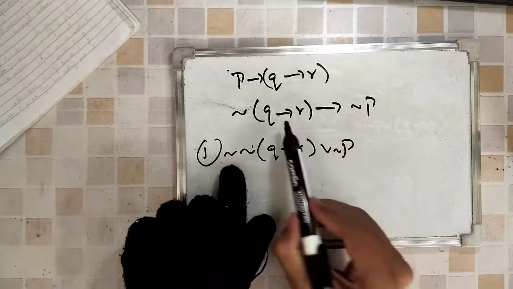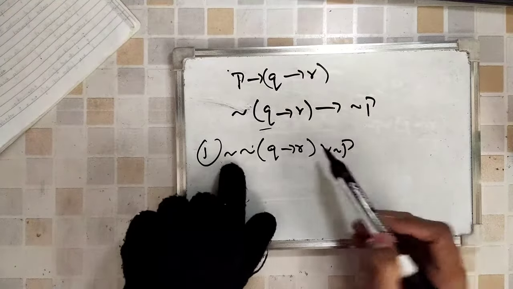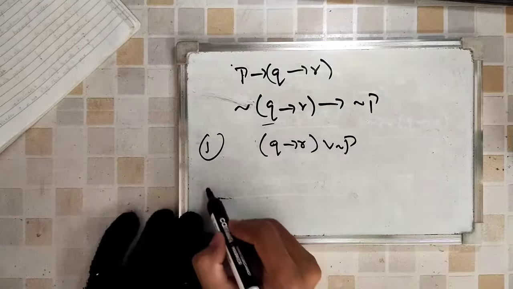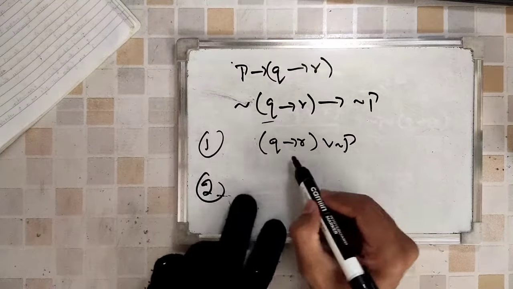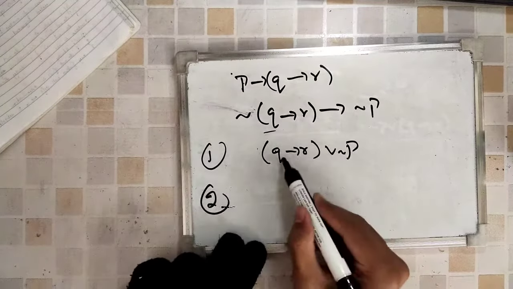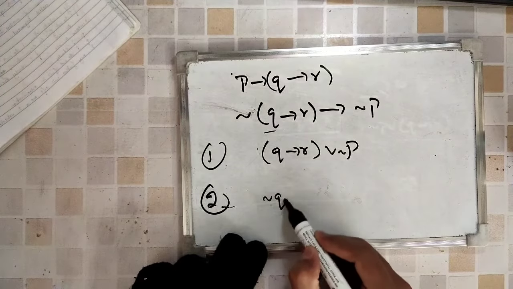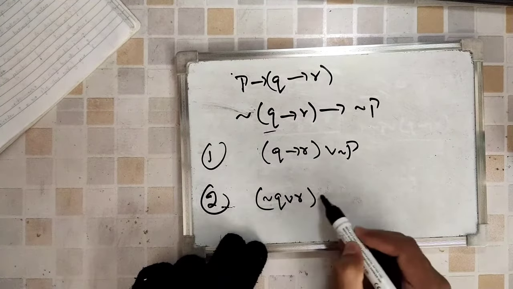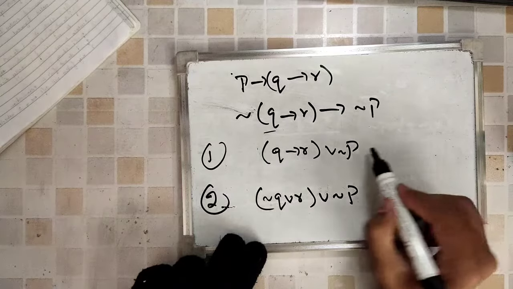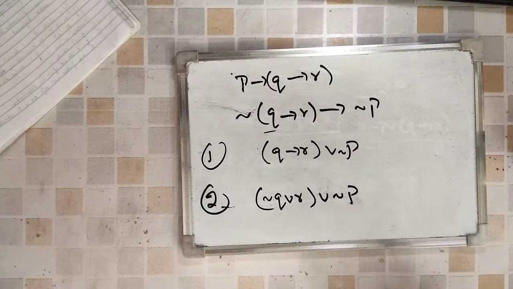Since double negation, I open p implies q as negation p or q, so the double negation will get over. Simplifying this step again, q implies r is negation q or r, or negation p. So this is what they asked for the first thing, and this is what they asked for the second thing.